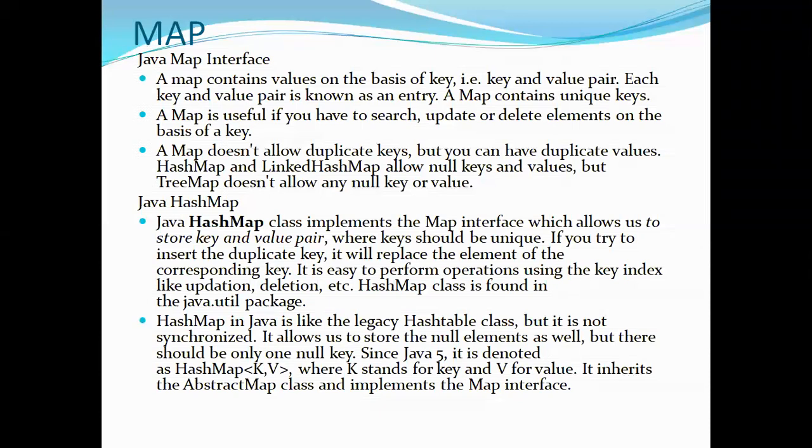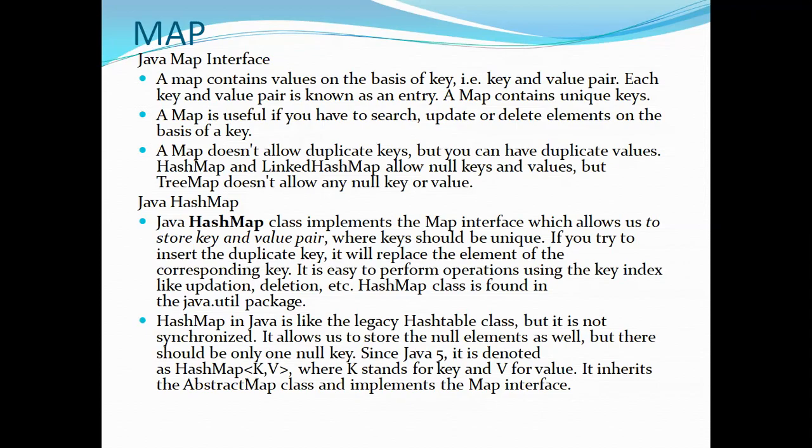A map contains only unique keys, and a map is useful for operations like search, update, and delete of elements on the basis of a key. Map does not allow duplicate keys, but it can allow duplicate values. HashMap, LinkedHashMap, and TreeMap are the implementation classes for the Map interface. HashMap and LinkedHashMap allow null keys and null values both, but TreeMap does not allow any null key or value.